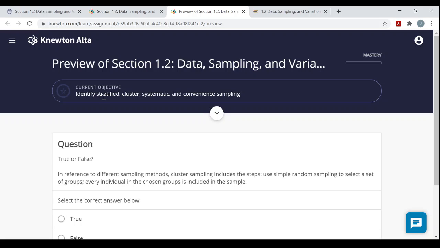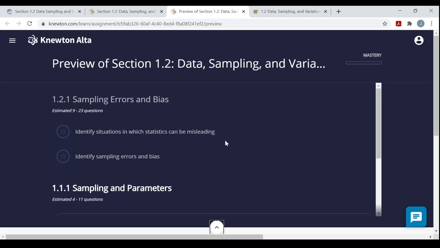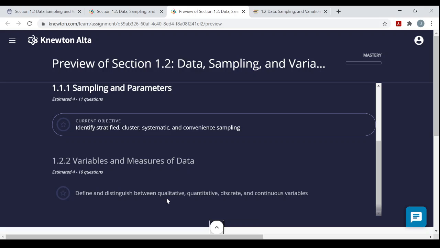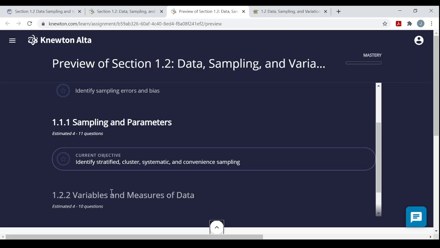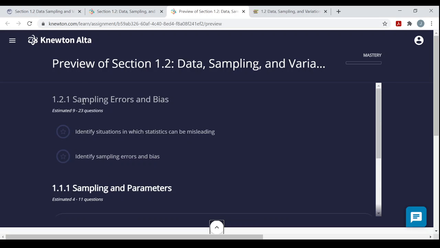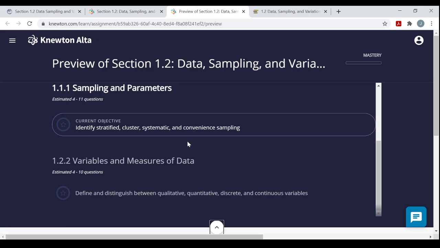The objective is identify stratified, cluster, systematic, and convenience sampling. You can see how far along you've gotten on that particular objective with this little circle and star next to it. Also, if you'd like to see the other objectives and how far along you are in those, what's your progress, click on this down arrow, and you see that this particular section of KnewtonAlta homework has 4 objectives to complete, and an estimated number of questions for each part of the assignment.